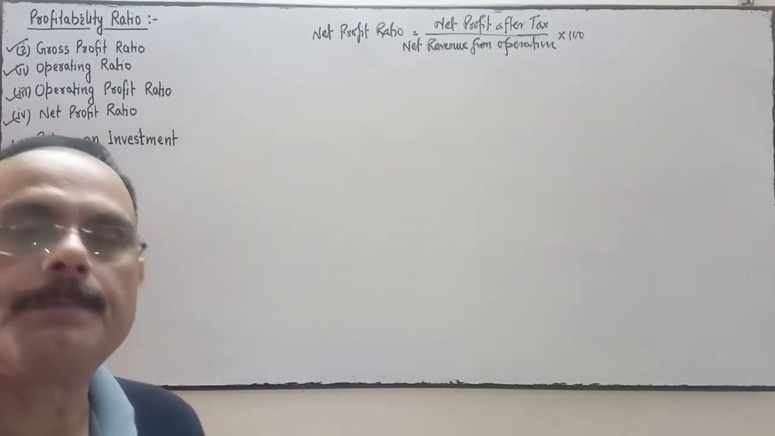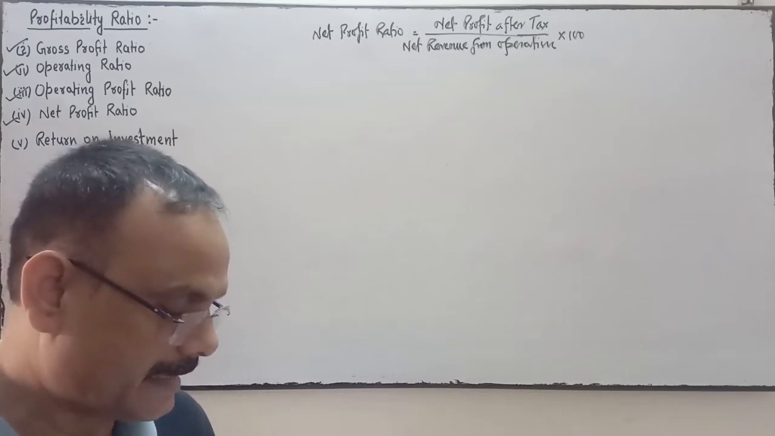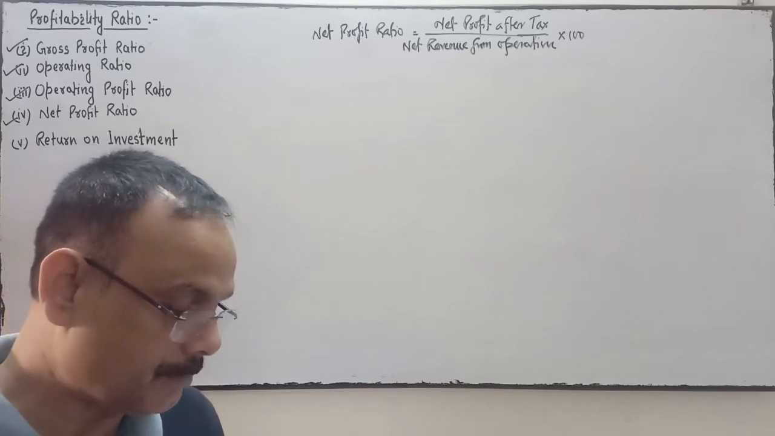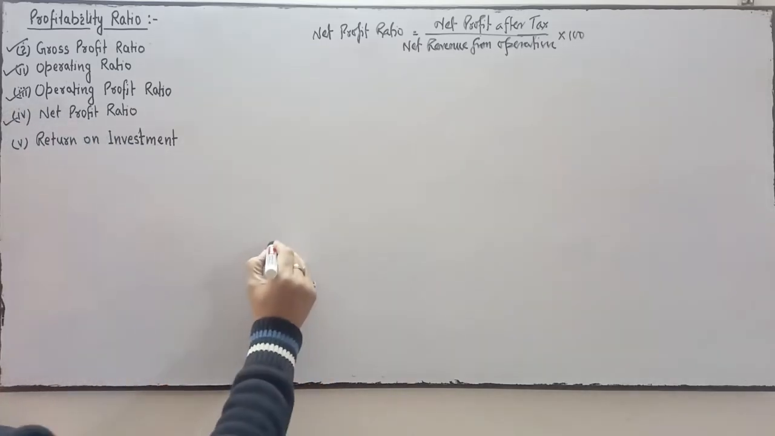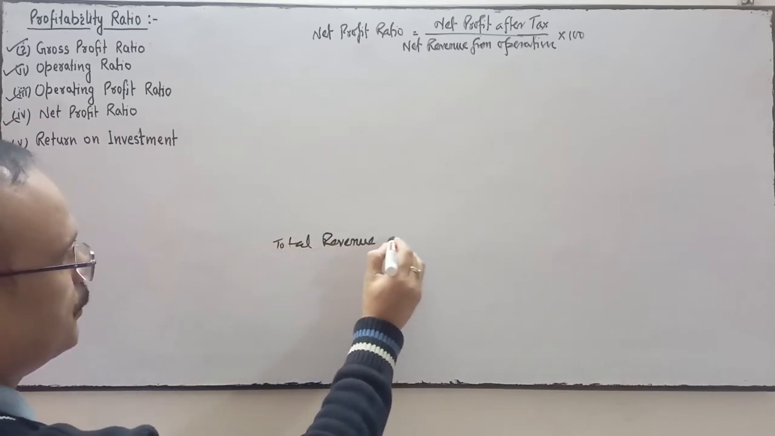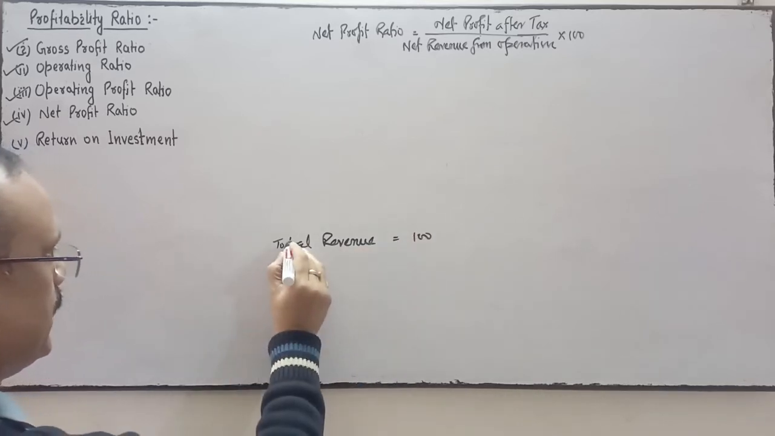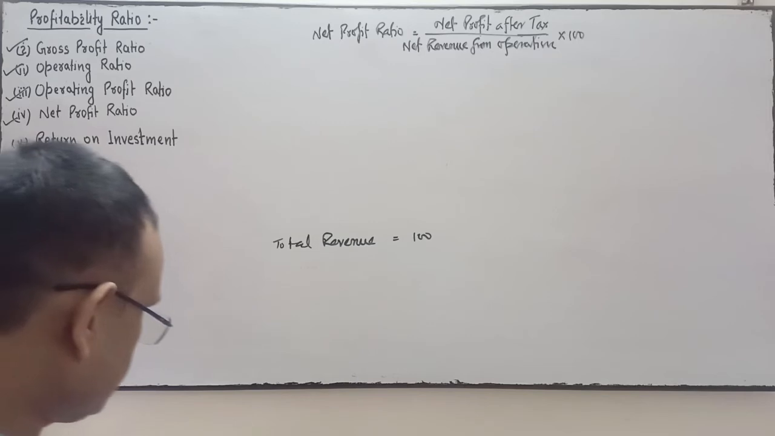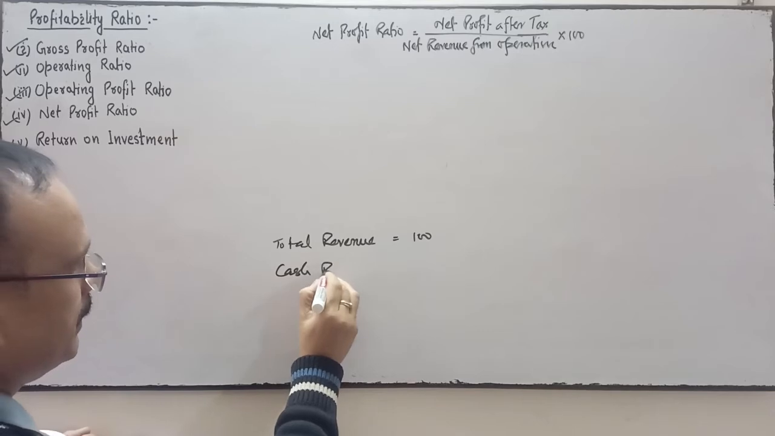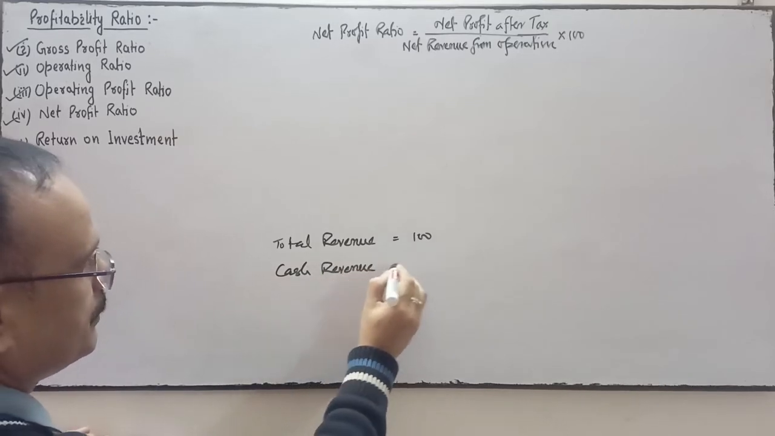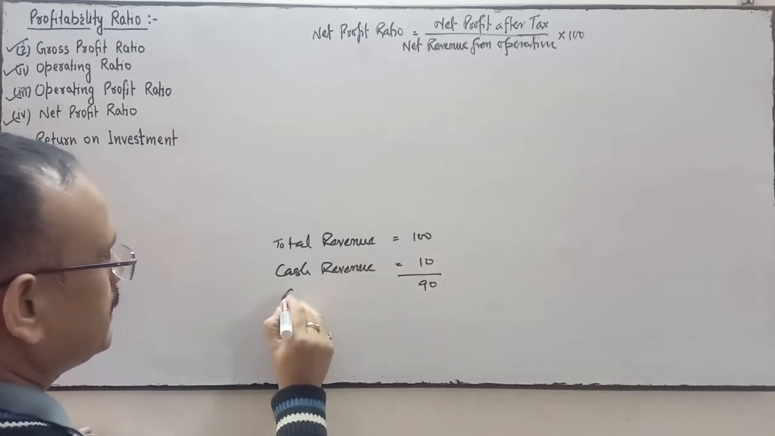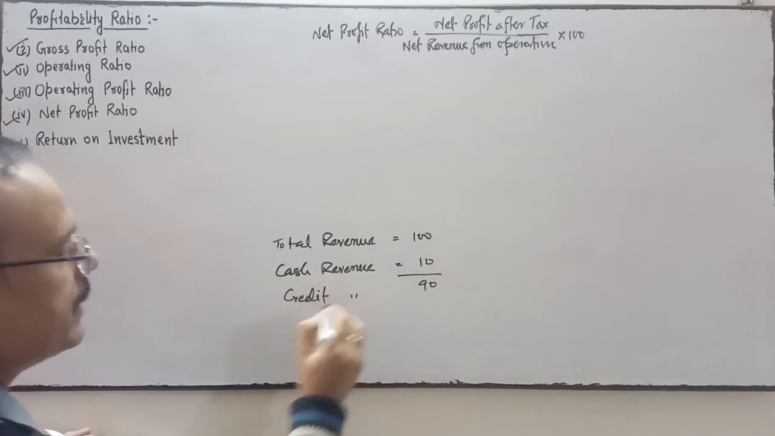Gross profit ratio of a company is 20%. Its credit revenue from operation is 18 lakhs. Cash revenue from operation was 10% of total revenue. Suppose, as per the information given, total revenue is 100. Then cash revenue from operation will be 10 rupees. So total revenue minus cash revenue indicates the credit revenue.